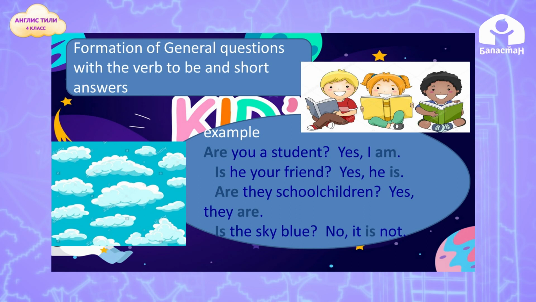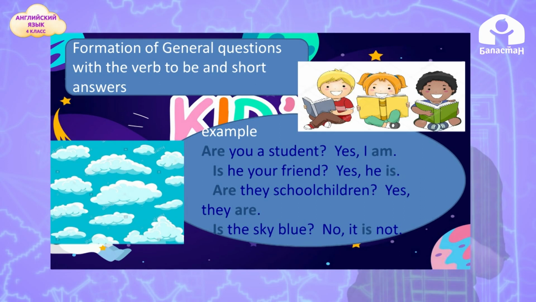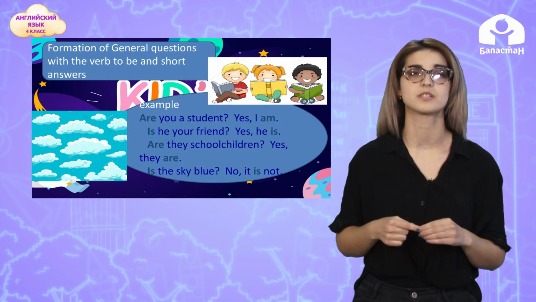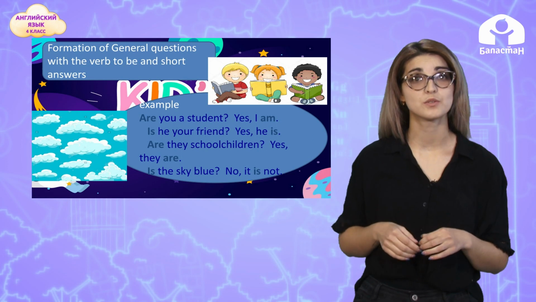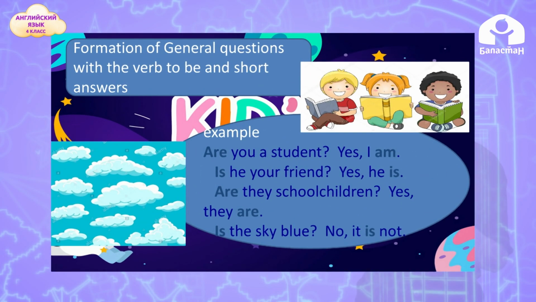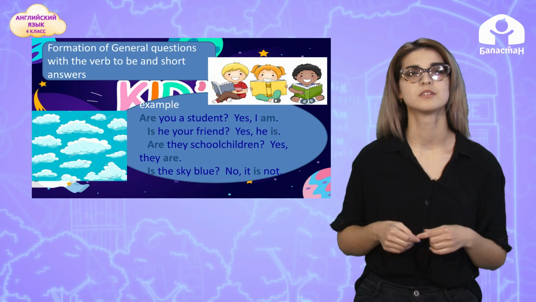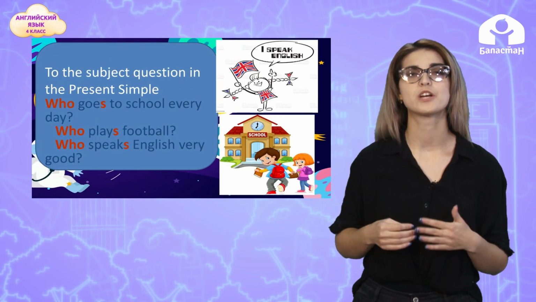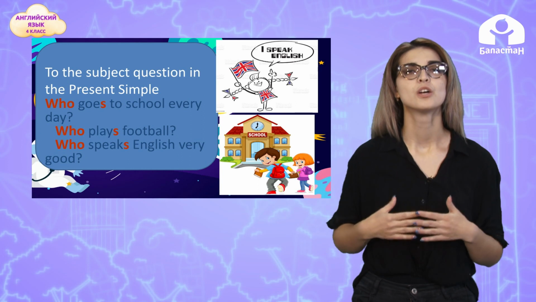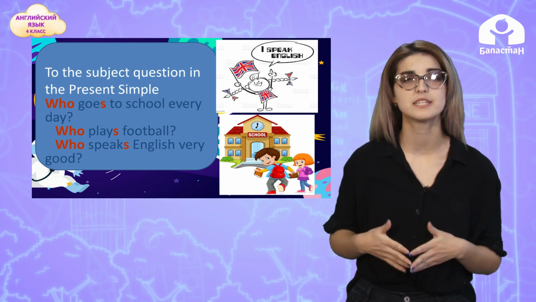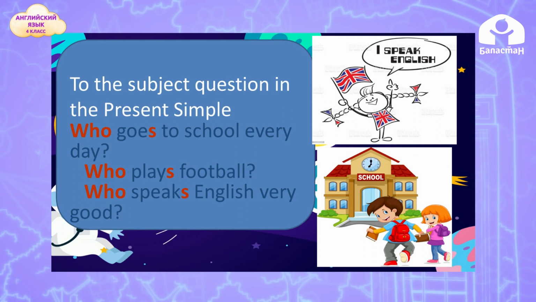Formation of general questions with the verb to be and short answers. For example, are you a student? Yes, I am. Is he your friend? Yes, he is. Are they school children? Yes, they are. Is the sky blue? No, it is not. The subject question in the present simple: who goes to school every day? Who plays football? Who speaks English very well?